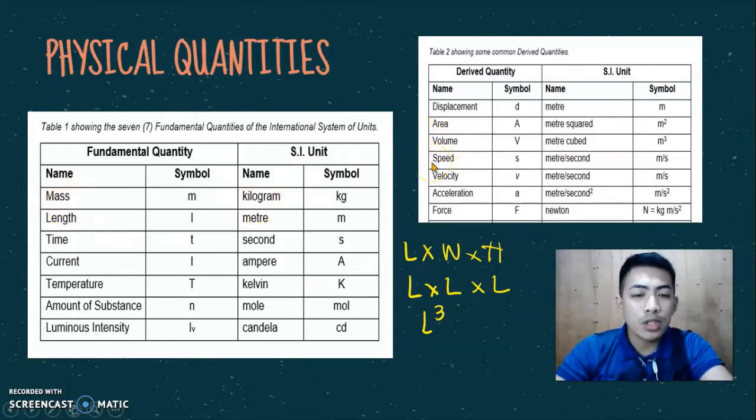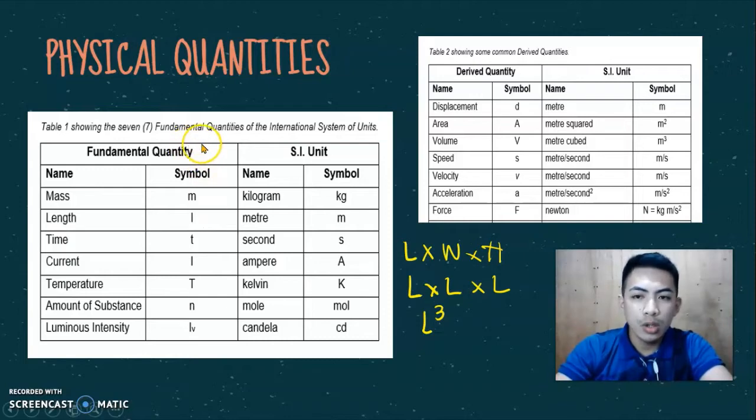With speed, it is just a proportion of length and time. This is distance over time. So all of these quantities are just formulated coming from the fundamental quantities. In a literal sense, that is why they are called derived quantities, because they are formulated from the fundamental quantities.